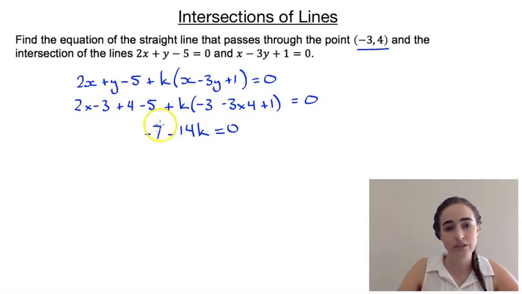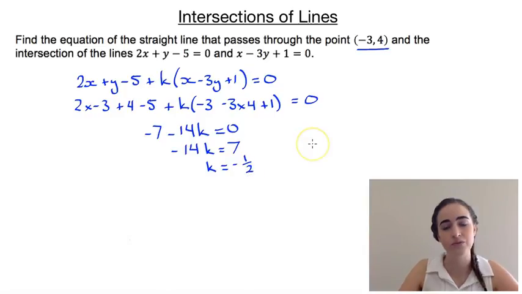So now we need to solve for k, so we're going to add 7 to both sides. But minus 14k is equal to 7, and then divide by minus 14, and we end up with k is equal to minus a half. So now we know the value of k, so we're going to substitute that back into this first line here, and then simplify everything down.